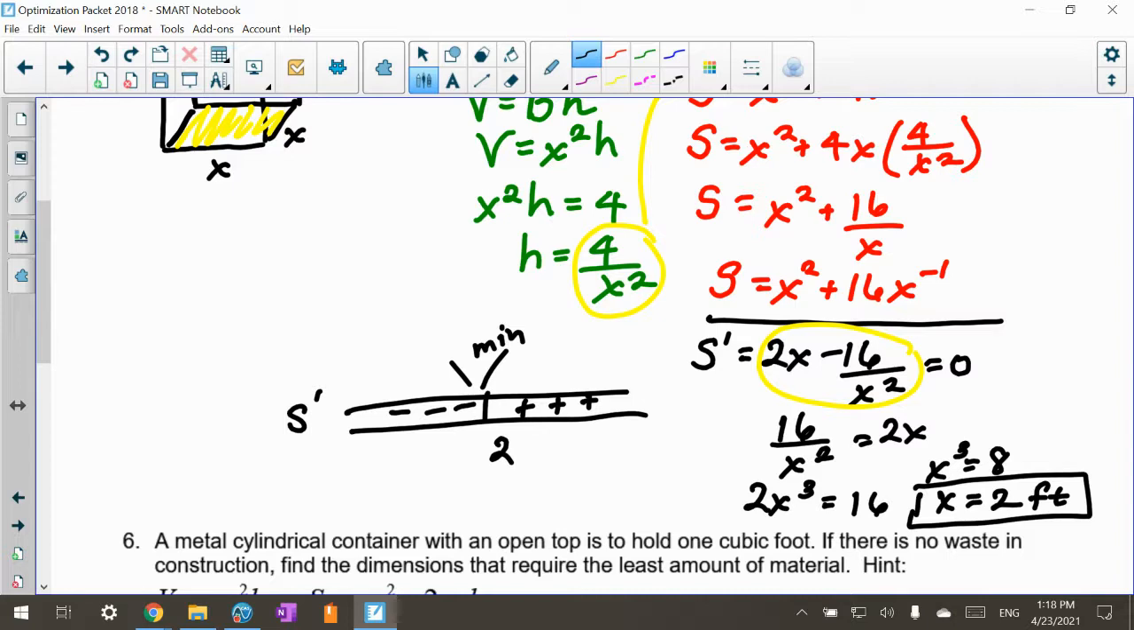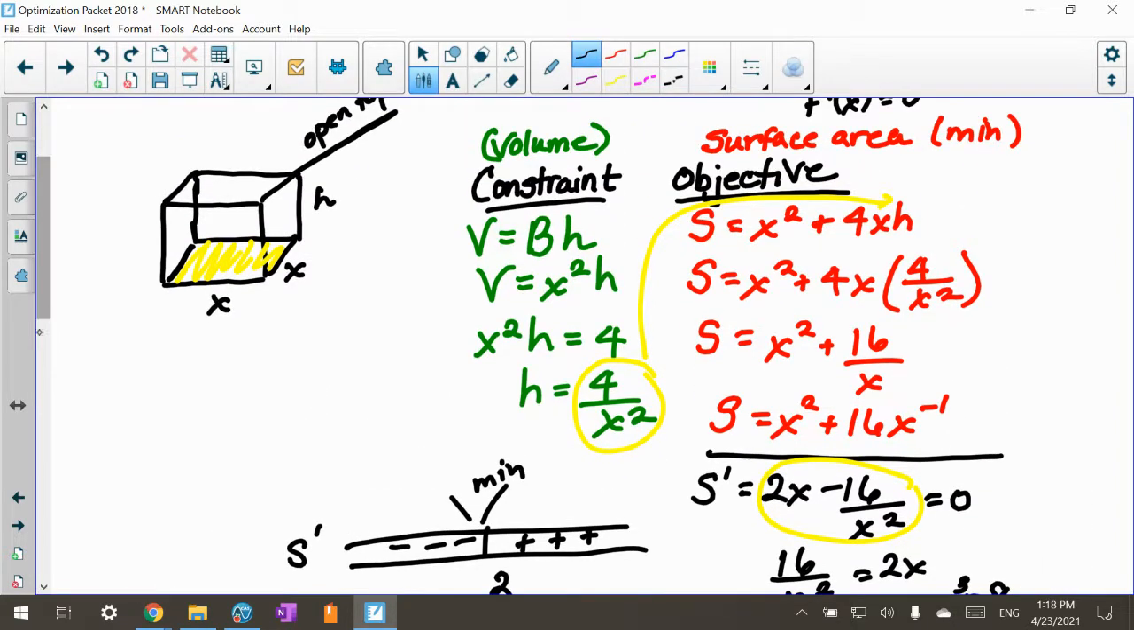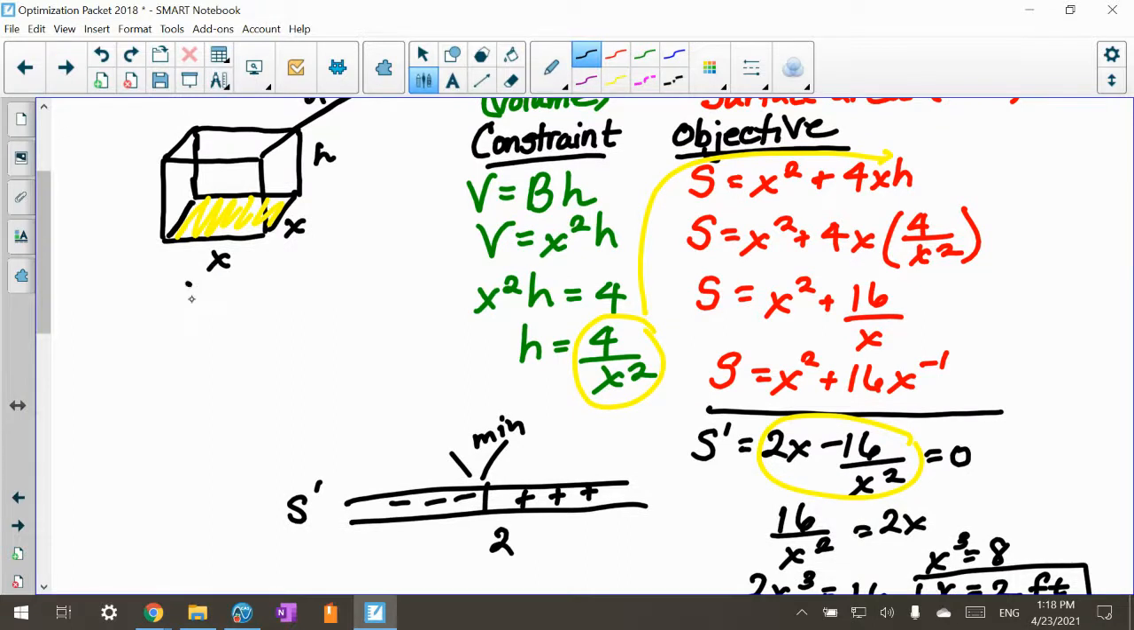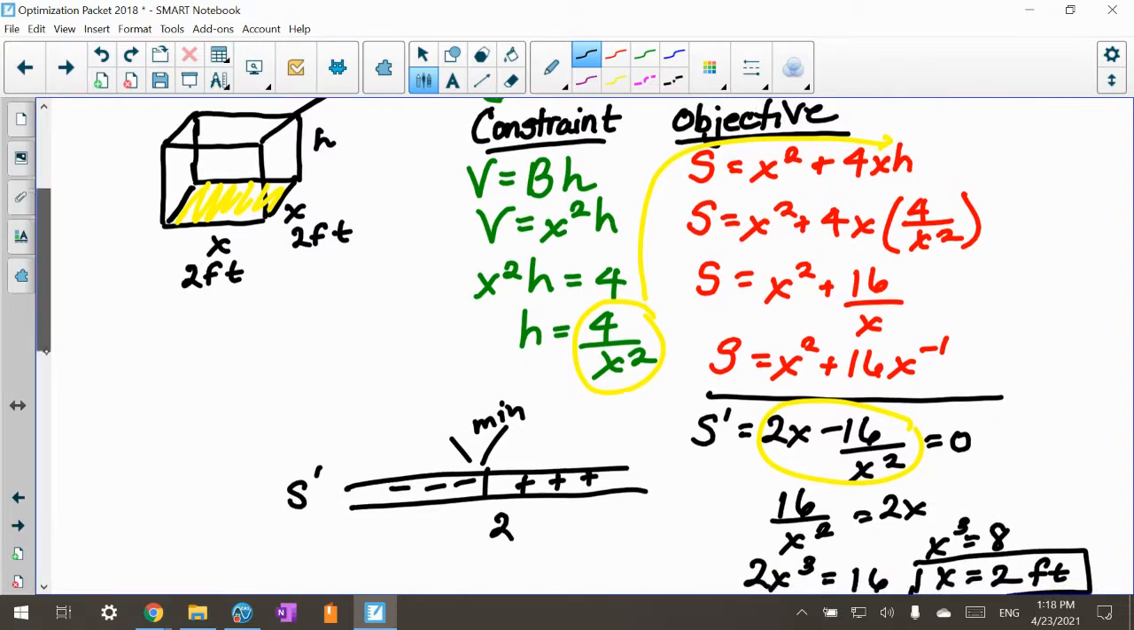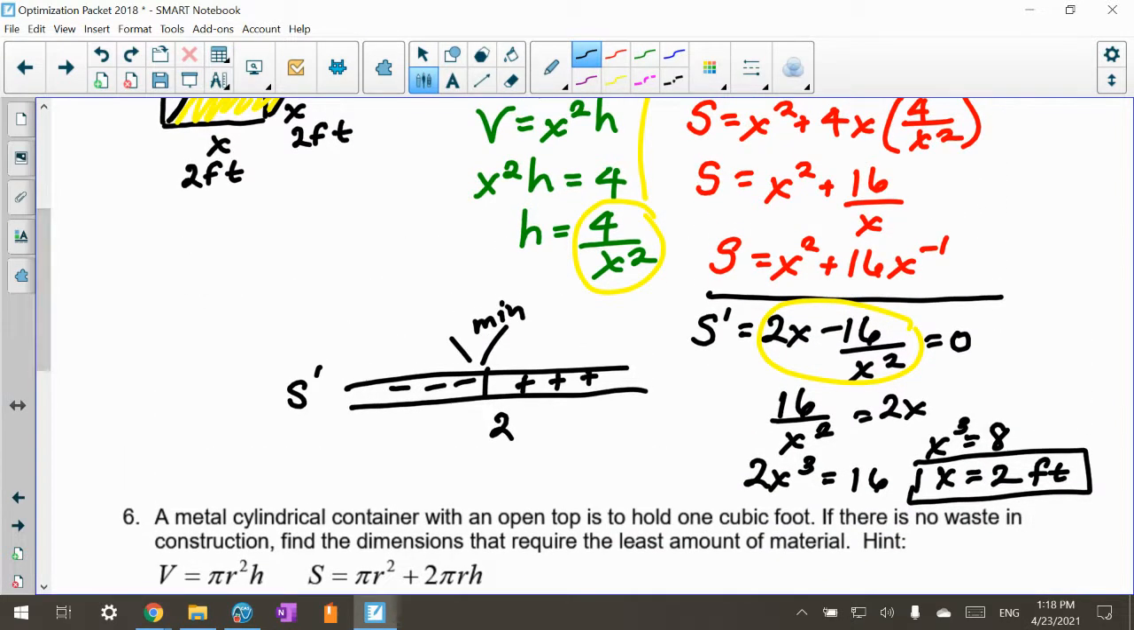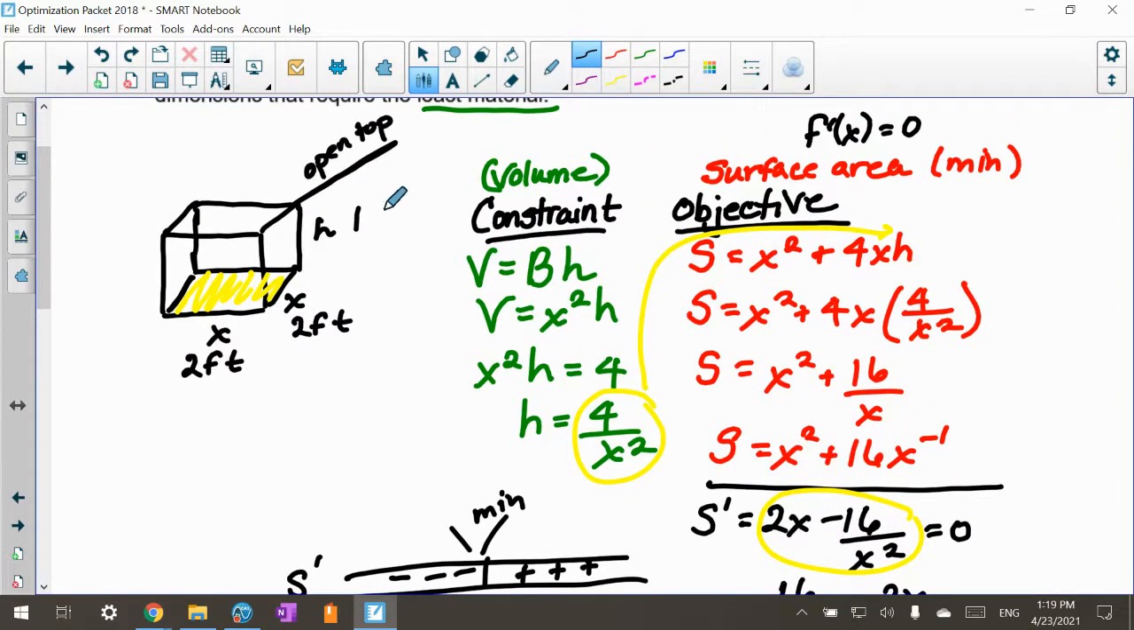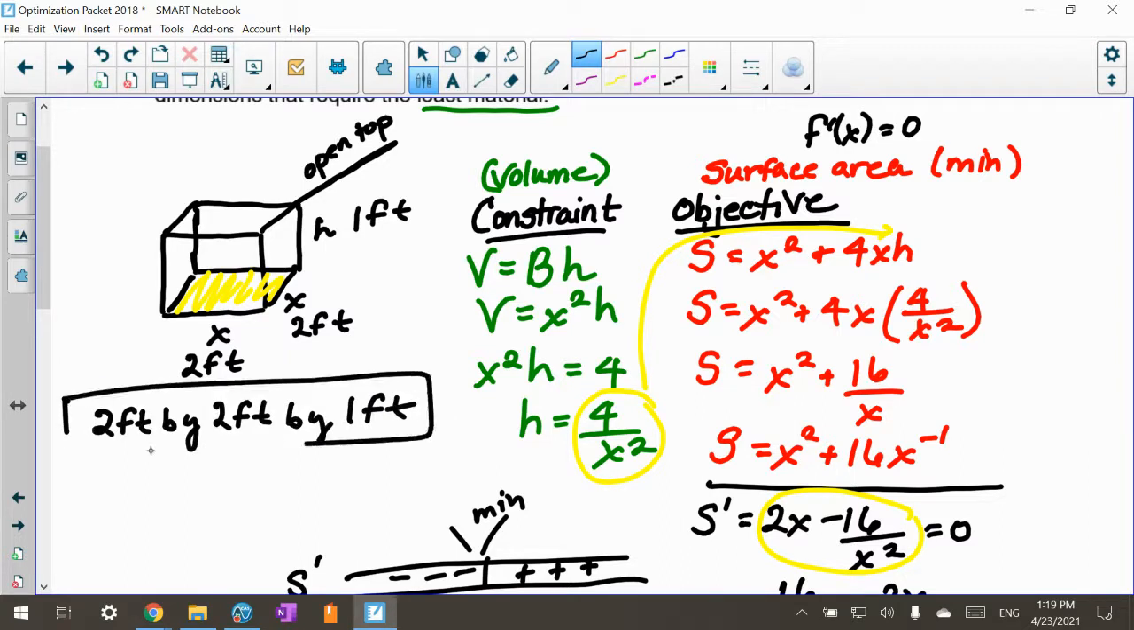They want to know the dimensions that require the least amount of material. So I know x is going to be 2 feet by 2 feet, and I have to do the height. Right here's the height equation. H is going to be 4 over 2 squared, or 1 foot. So there's my height, 1 foot. They want to know the dimensions, so it's going to be 2 feet by 2 feet by 1 foot for the dimensions of my box that will require the least amount of material.